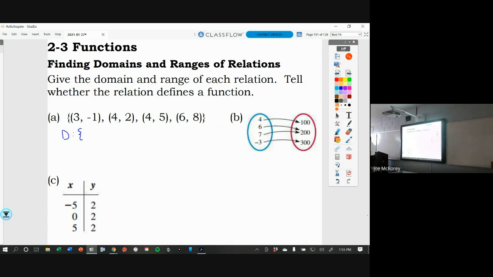What is the domain of relation A? 3, 4, 6, in order from smallest to largest, and it does not repeat. Even though in the relation itself the x value of 4 does repeat, we do not repeat it when we're defining the domain.